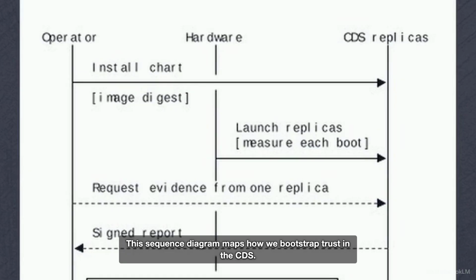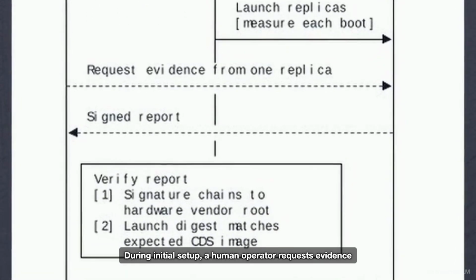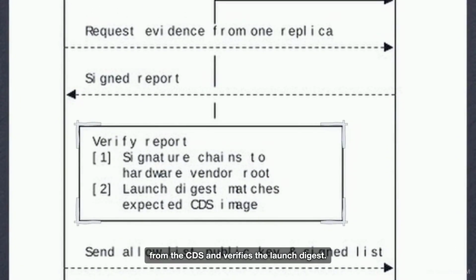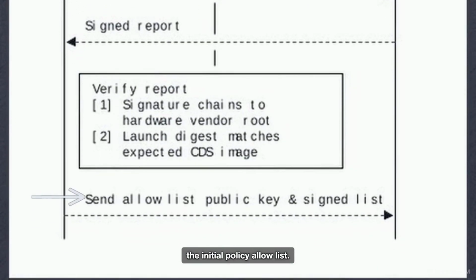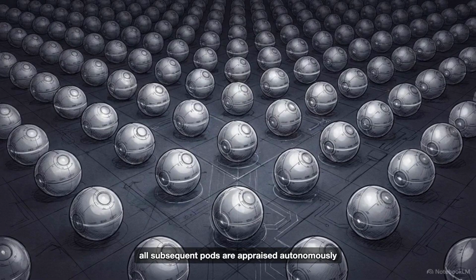This sequence diagram maps how we bootstrap trust in the CDS. During initial setup, a human operator requests evidence from the CDS and verifies the launch digest. Once verified, the operator signs and uploads the initial policy allow list. This human verification step is required exactly once. After that single bootstrap event, all subsequent pods are appraised autonomously by the hardware cryptography.